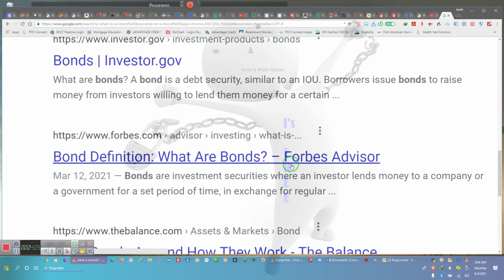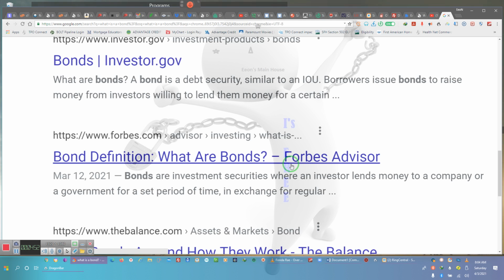Now notice what Forbes says. Bonds are investment securities where an investor lends money to a company or a government for a set period of time in exchange for regular payments, according to what they're saying there. But that's not true. No, it does not have to be regular payment, but this is an investment security. All bonds are investment securities.